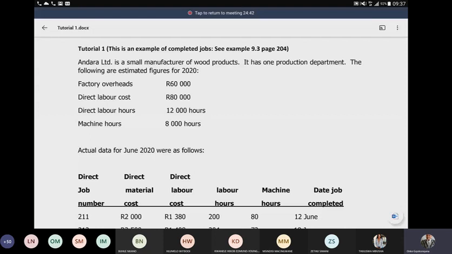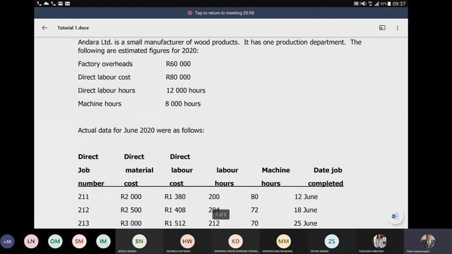It says that Adara Limited is a small manufacturer of wood products. It has one production department. The following are estimated figures for 2020. Factory overheads, you've been given 60,000, direct labor cost 80,000, direct labor hours 12,000 hours, machine hours 8,000 hours. Actual data for June 2020 were as follows. You've got the direct job numbers.